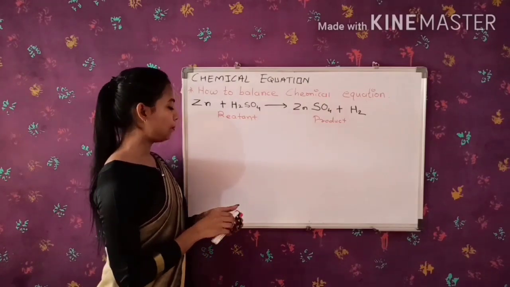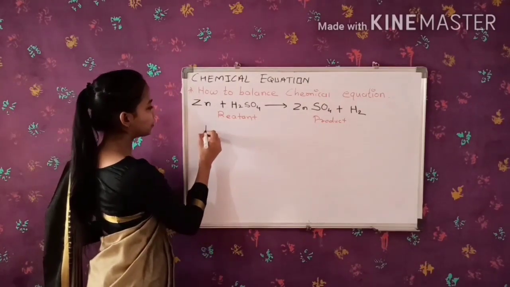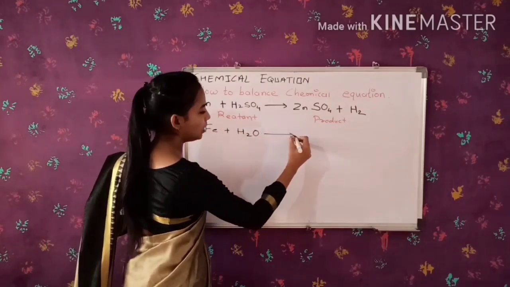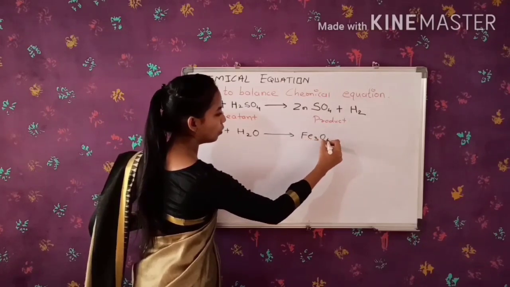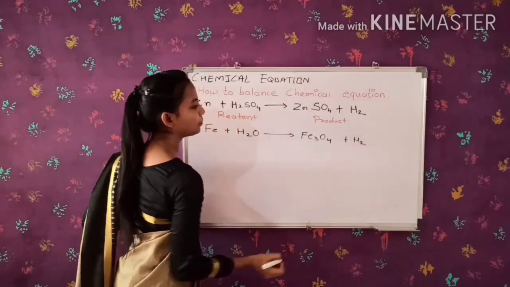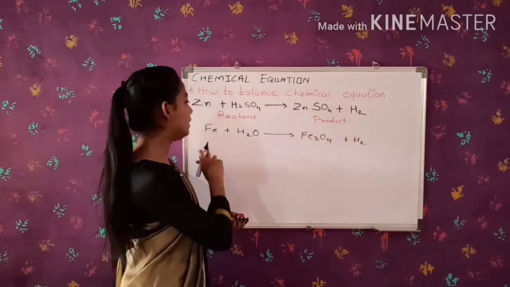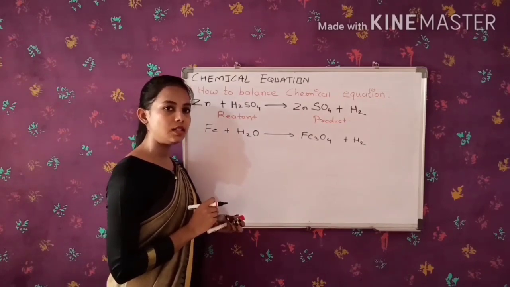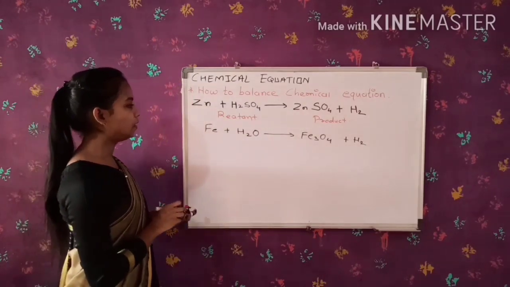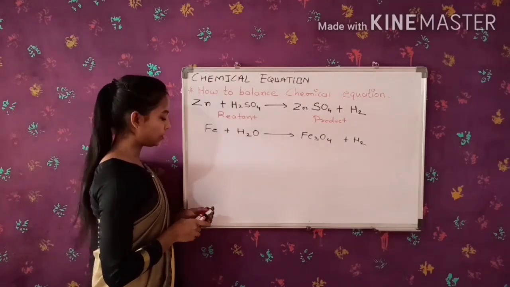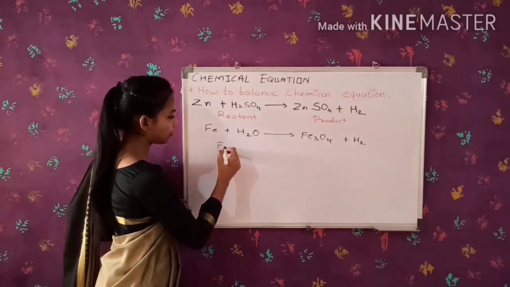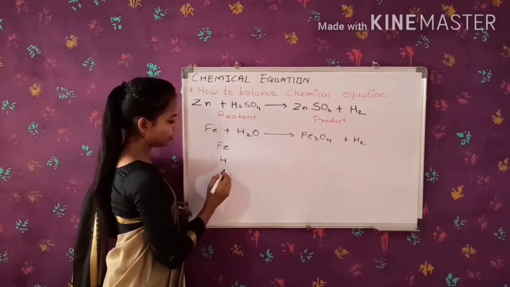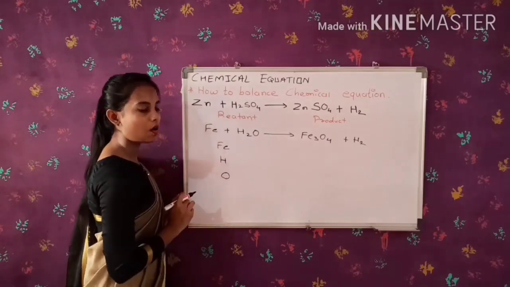Now we will see an example of how to balance a chemical equation. Fe plus H2O gives Fe3O4 plus H2. Now we can see here that the reaction is not balanced. Thus, this reaction can also be known as a skeletal equation. First of all, we will write the elements: Fe, then H, and O for oxygen.